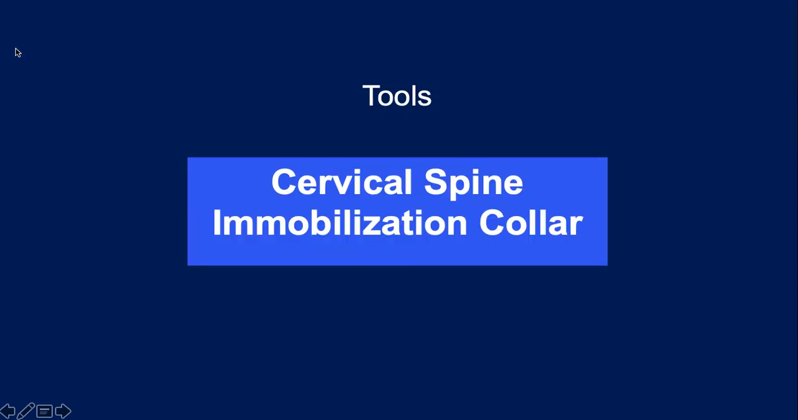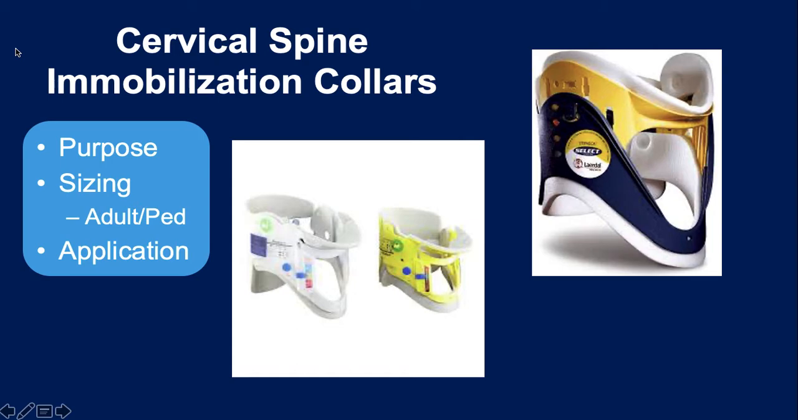Now, things that we can use for spinal motion restriction. The first thing, of course, is a cervical collar. The purpose basically is to keep the person's head in a neutral position. Once a collar is properly sized and placed on a patient, if they wanted to, they could move their head pretty freely.